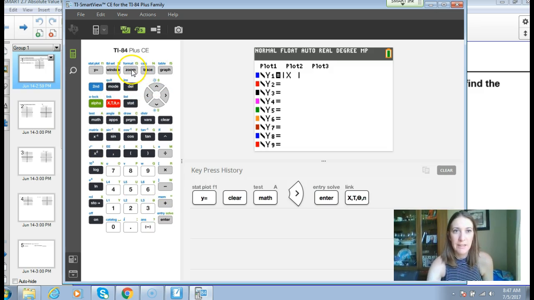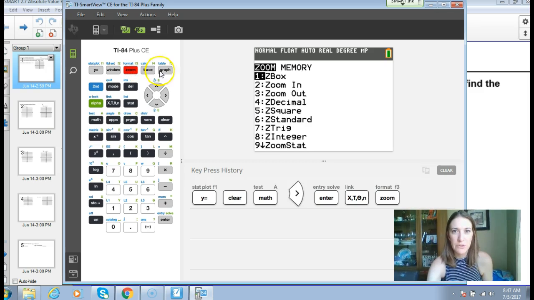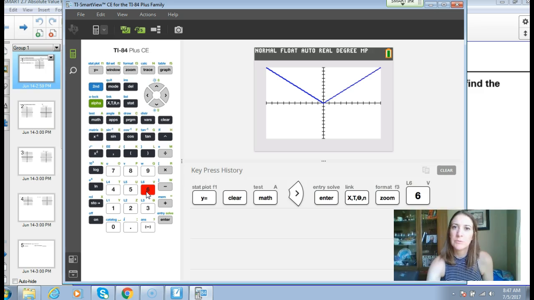And then if we all have the standard window, so go to Zoom, and then these are the pre-programmed windows. Standard is your -10 to 10, -10 to 10 window. So choose standard. And there we go. Now it doesn't indicate on the calculator that there are arrows on the ends of this function, but there are arrows here and here.